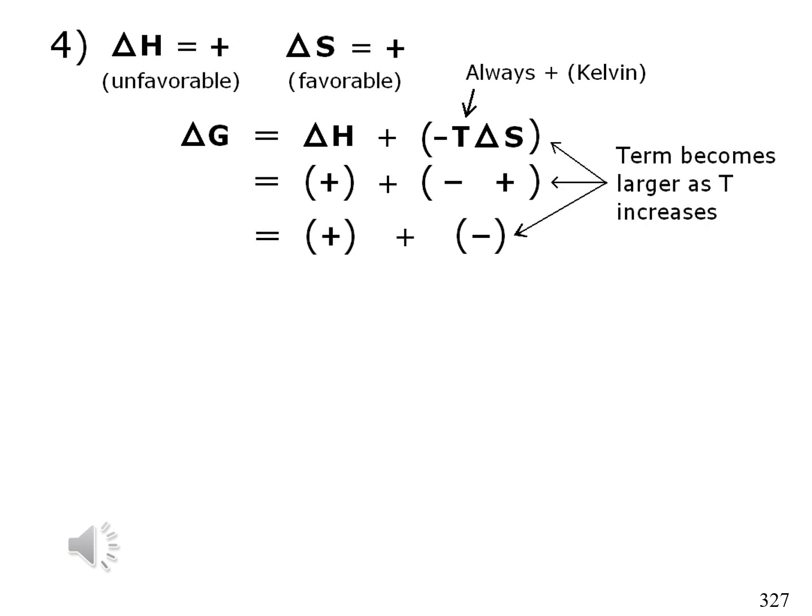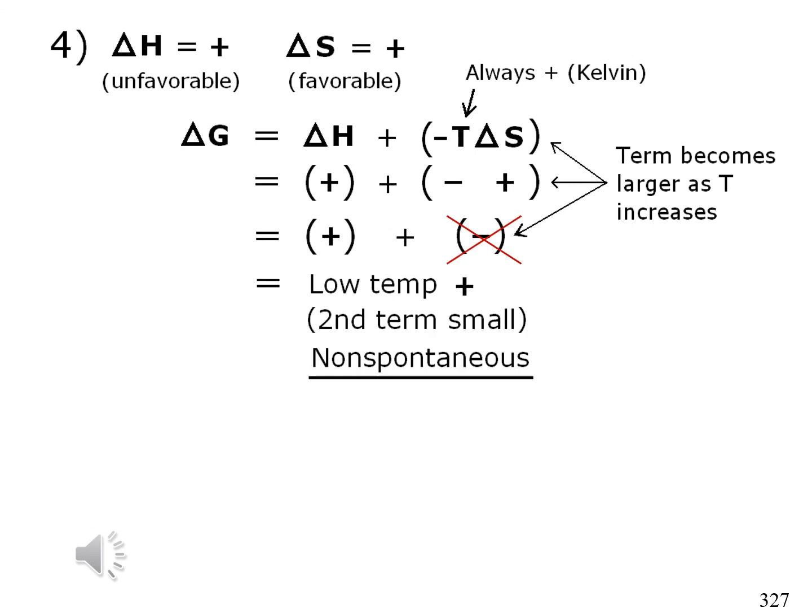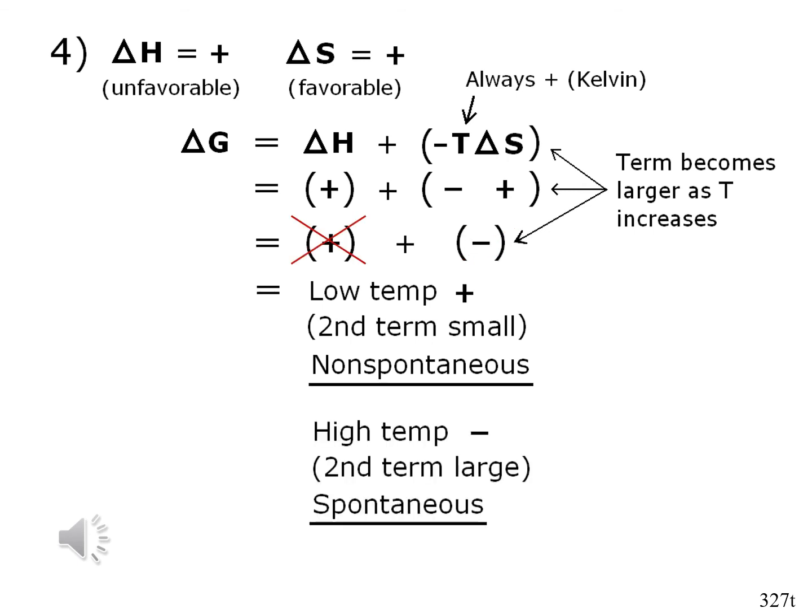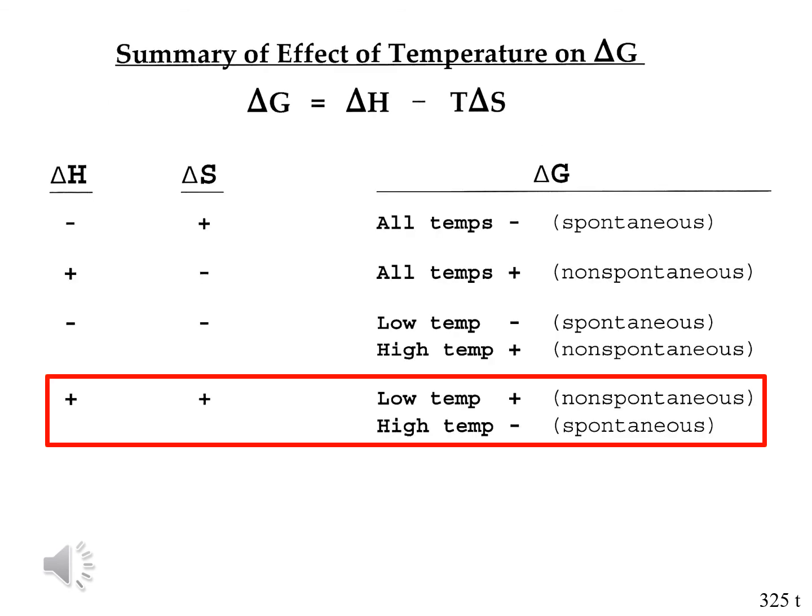So when you add these two numbers, it again depends on the temperature. If you're at a low temperature, the second term is going to be negligible, and the delta G is going to be positive, or non-spontaneous. As you raise the temperature, the second term, the negative, is going to get larger and larger, and it will eventually overwhelm the first term, and the reaction will become negative, or spontaneous. And that's the fourth case in the table.